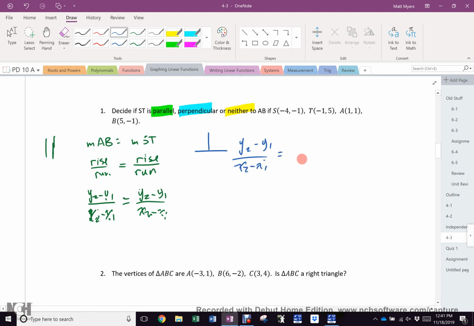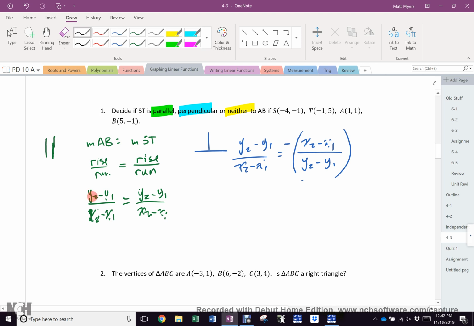And this one would be then what? If they were perpendicular, what would ST's slope be? What would you do with these numbers? It would be x2 minus x1 over y2 minus y1 and the opposite, right? Everybody with me? And if they're neither, who cares, right? So, which one should we try first? We should try parallel because everything's the same, yeah?